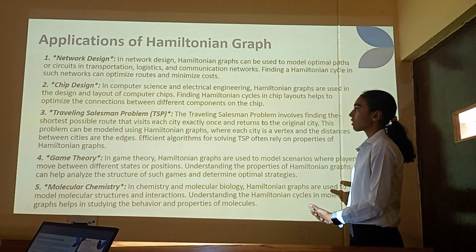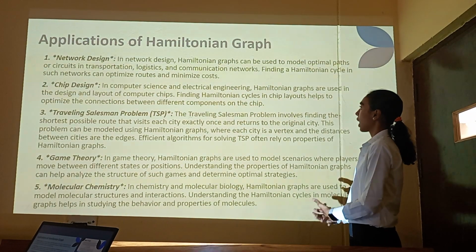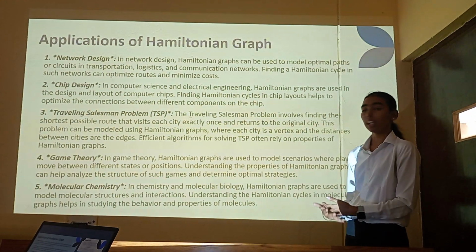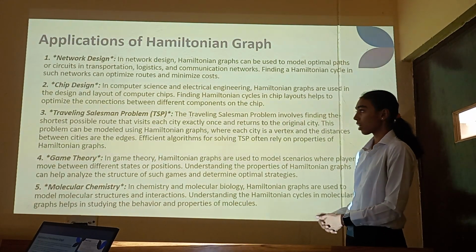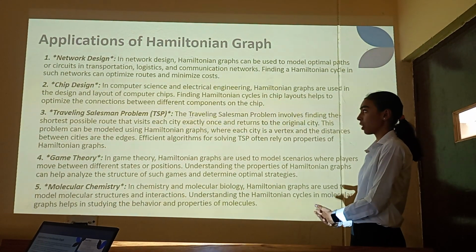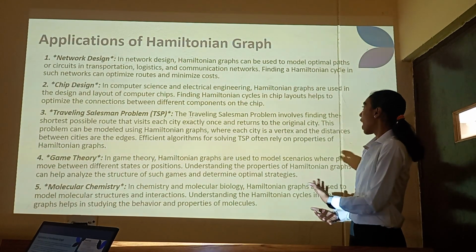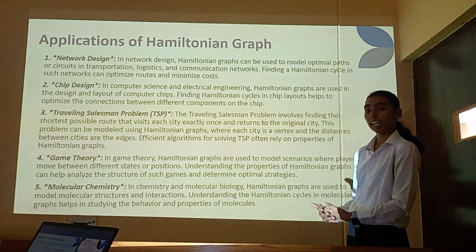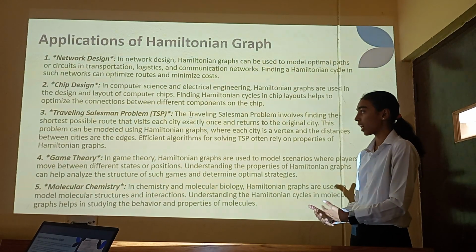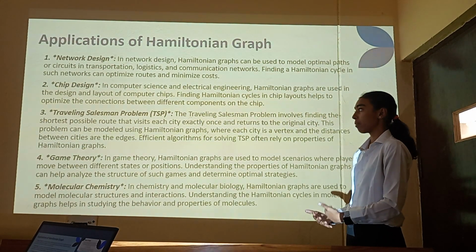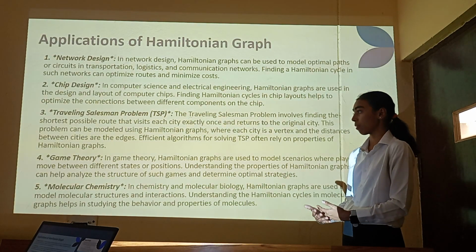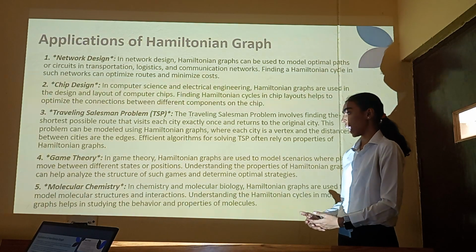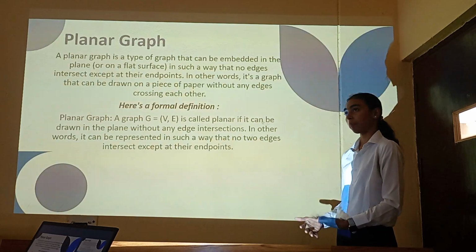First, network design. In network design, Hamiltonian graphs can be used to model optimal paths and circuits in transportation. Second, chip design. In computer science and electrical engineering, Hamiltonian graphs are used in the design and layout of computer chips. Third, the traveling salesman problem. The traveling salesman problem involves finding the shortest possible route. Fourth, game theory. And fifth, molecular chemistry.